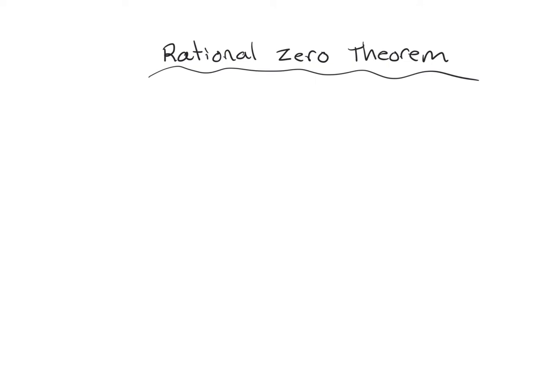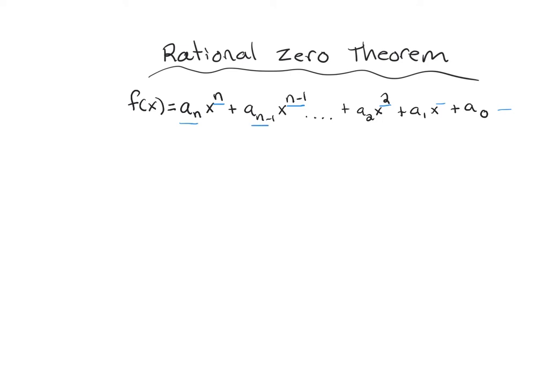Today's lesson is on the rational zero theorem. This theorem applies to polynomials. So what I did here is write a very mathy generic form of a polynomial. Really it's just showing the exponents going in decreasing order, down to 2, 1, and then a constant, and that these are leading coefficients. That's all it is. Okay.